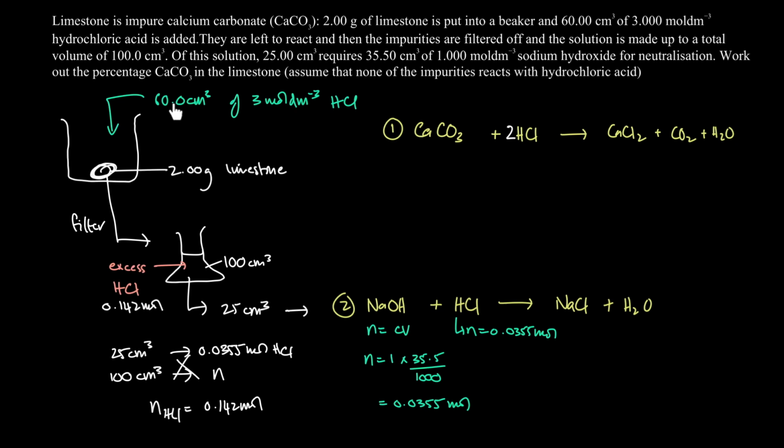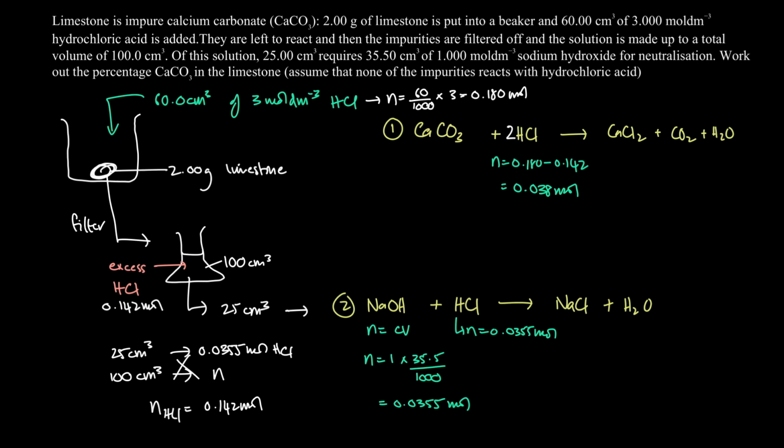Now initially we started off with 60 cm³ of 3 mol/dm³ HCl. So initially our number of moles of HCl was 60 over 1000, that's the volume times the concentration, so that was 0.180 moles. A certain amount reacted in the first reaction and then we had 0.142 moles left over. So this plus this is equal to 0.18, the total number of moles of HCl we started with. Therefore the number of moles that reacted is 0.18 minus 0.142, which is 0.038 moles of HCl. So 0.038 moles of HCl reacted in the first reaction.